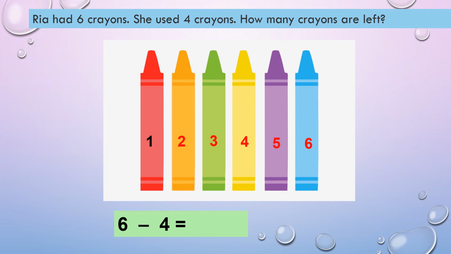From which number can we start backward counting? Can you tell me? Yes, you are correct. From number 6. So let's start. Backward counting 4. We have to count 4 backwards. 6, 5, 4, 3. So how many crayons are left? Yes, 2 crayons are left.